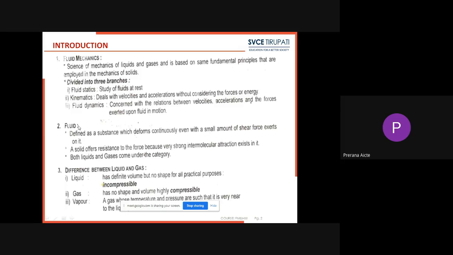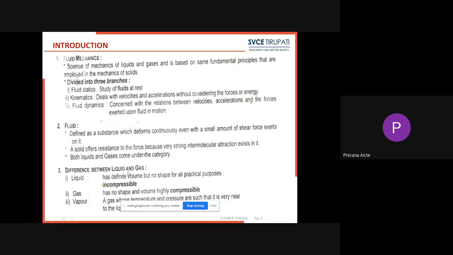Then coming to fluid, let's discuss what a fluid is. It is defined as a substance which deforms continuously even when a small shear force is exerted on it. It offers no resistance to the force, because strong intermolecular attraction does not exist between the fluid particles. Here, both liquids and gases come under the same category.